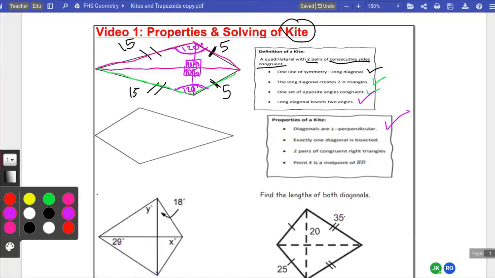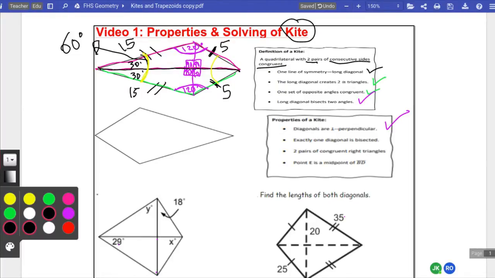Check. Exactly one diagonal is bisected, meaning this long diagonal is the only diagonal that bisects the angle right here. Let me use a different color. Let's go with yellow. These angles right here are bisected, meaning they are cut perfectly in half. So if this entire angle was 60 degrees, then you're looking at 30 here and 30 here.